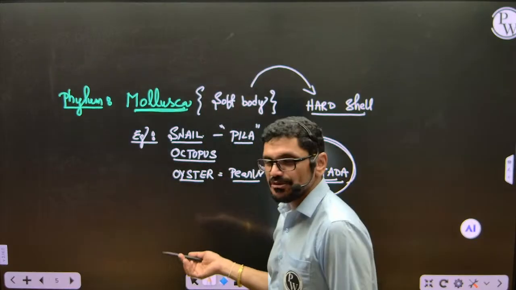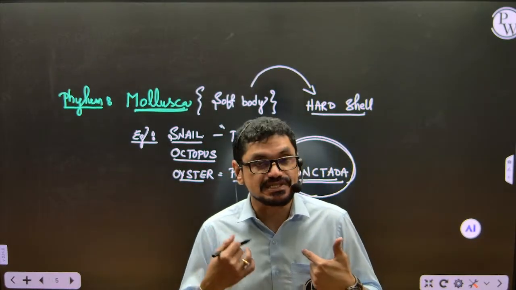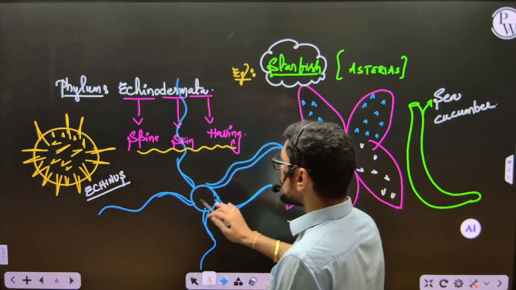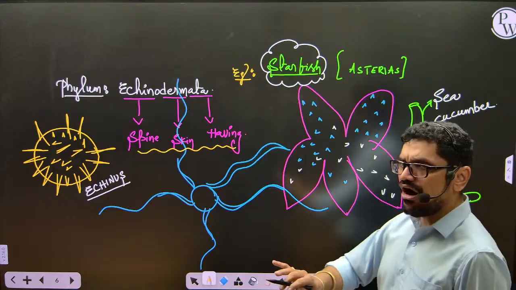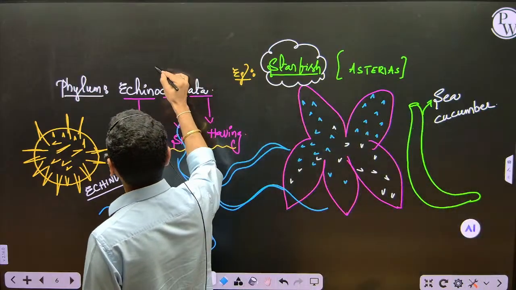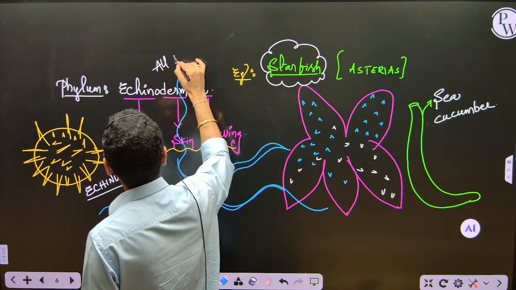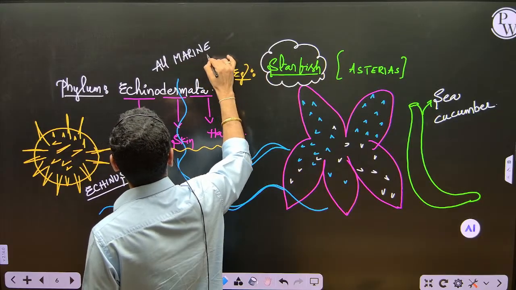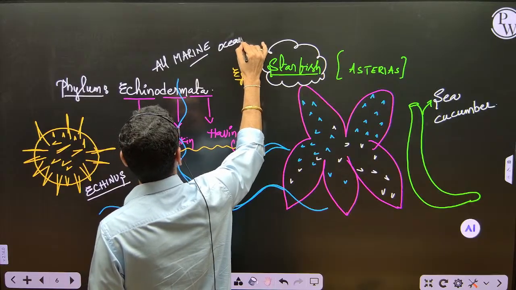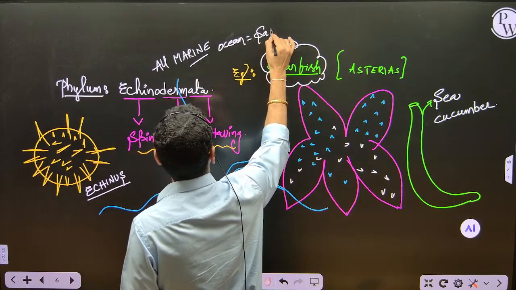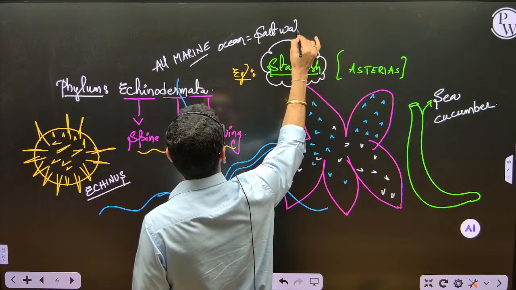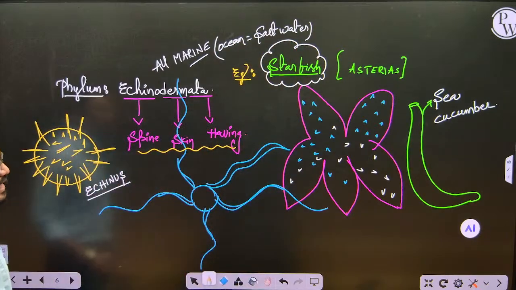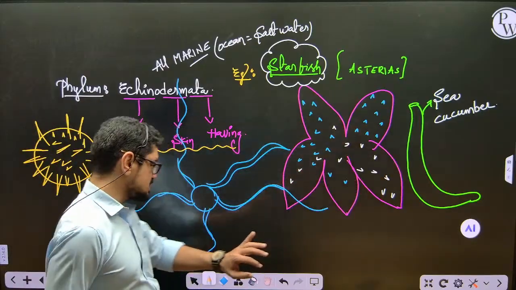And Mollusca, where the body is soft and even pearls are made from these mollusks. I told you, echinoderms are present in salt water. All these organisms are present in salt water only. Salt water means marine, M-A-R-I-N-E. Marine means ocean, and ocean obviously means salt water. Starfish is the best example. Sea cucumbers are also a good example.